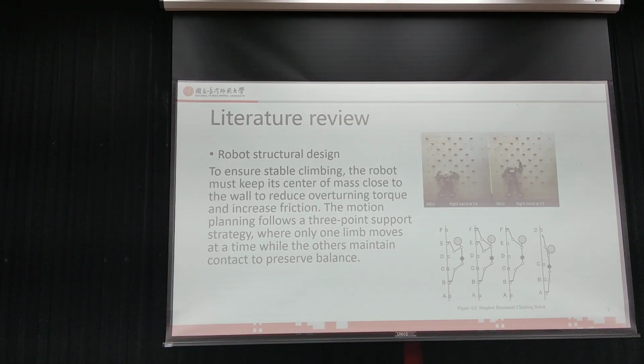For stable climbing, the robot must keep its center of mass close to the wall. This reduces the risk of falling and improves friction between the robot and the surface. Additionally, we use a three-point support strategy. This means that at any time, three links remain in contact with the wall while only one link moves. This significantly improves stability during motion.